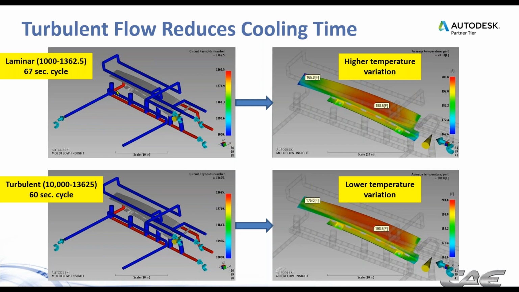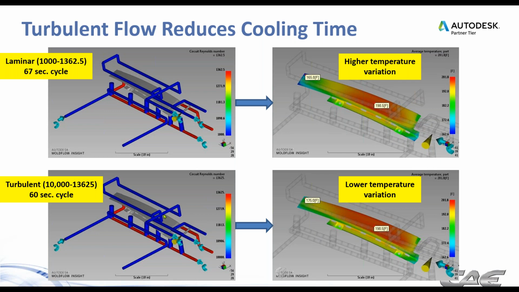Anything below 2,400 for your Reynolds number is considered laminar, and our heat transfer goes down considerably in that condition. And notice also we have a higher temperature variation here. We go from 165 up to 198 on that surface. When we're able to achieve turbulent flow, our cycle time goes down by 7 seconds to 60 seconds. Notice our turbulent range is in the 10,000 to 13,000 range in this case.